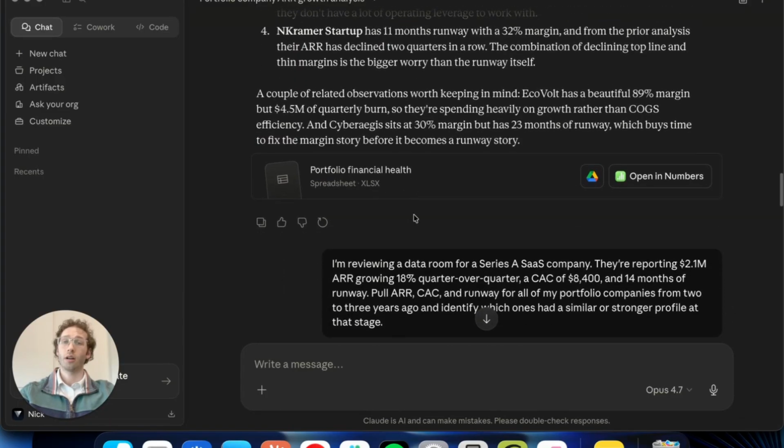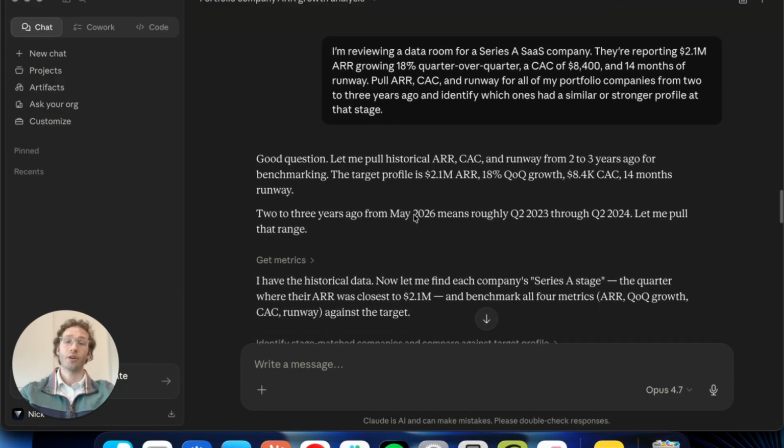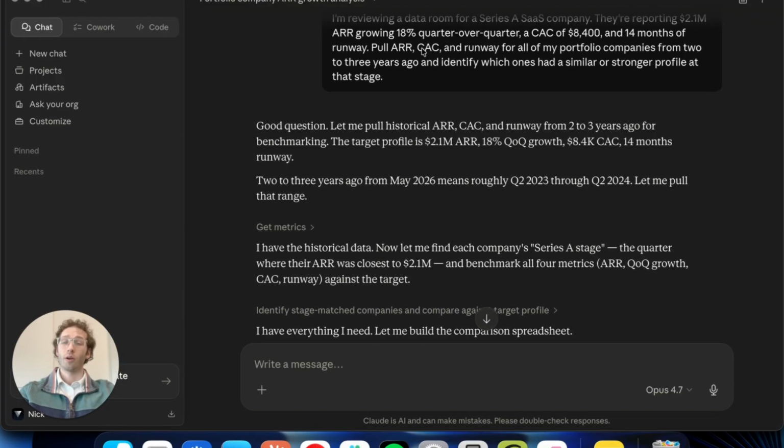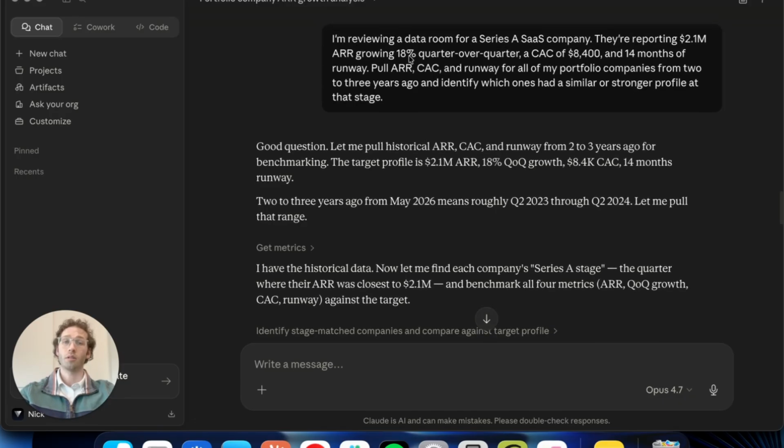Now we're going to shift to a deal that I'm actively evaluating. Let's say a founder has shared their data room with me and that their numbers look really solid. They're raising their Series A, and I want to know how they actually compare to portfolio companies that I've backed at a similar stage. I would add a prompt like this.